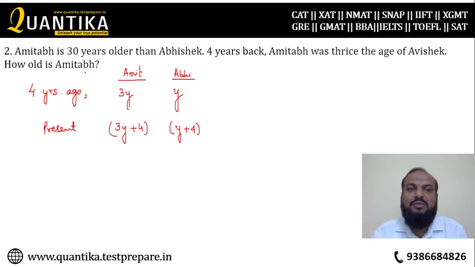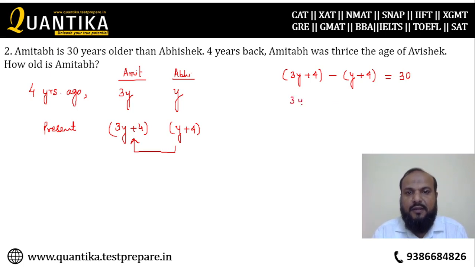Now Amitabh is 30 years older than Abhishek. So the gap will be 30 years. So you may write (3Y plus 4) minus (Y plus 4) is equal to 30. Now 3Y plus 4 minus Y minus 4 is equal to 30.